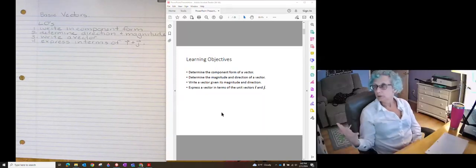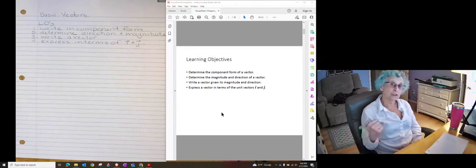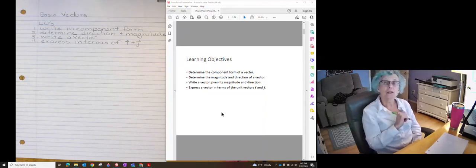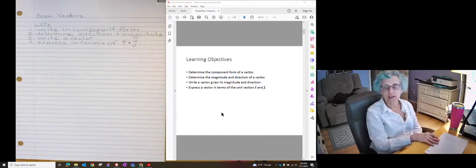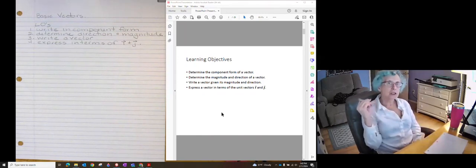Now that we've learned about our inverse trig functions and inverse tangent in specific, we can start learning about vectors, because we need inverse tangent to figure out the direction of a vector. That's why it comes at this point. And we're just going to touch on vectors and start getting familiar with them.